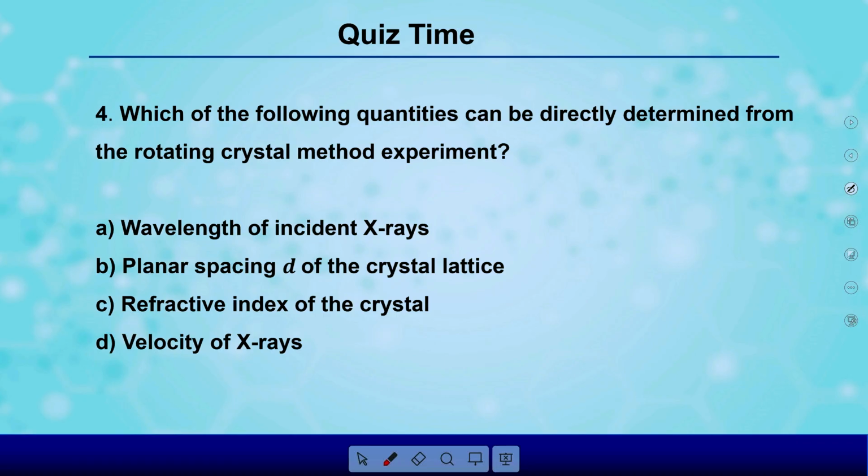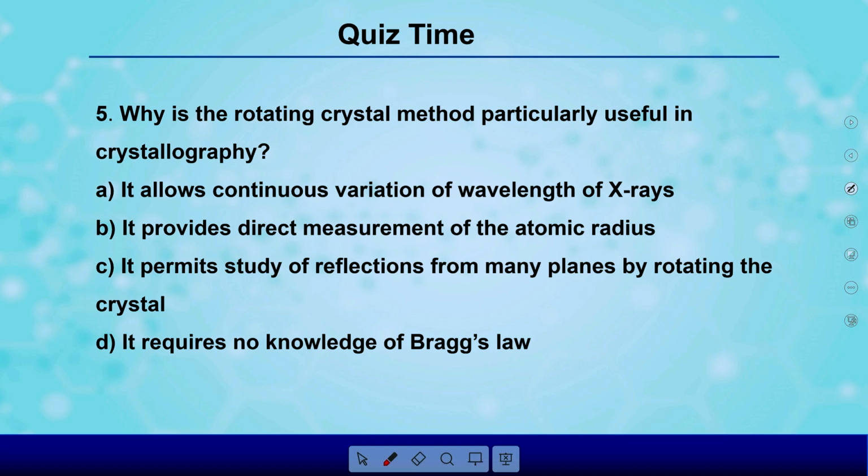Next question: which of the following quantities can be directly determined from the rotating crystal method experiment? Wavelength of incident X-rays, planar spacing d of the crystal lattice, refractive index of the crystal, velocity of X-rays. Why is the rotating crystal method particularly useful in crystallography? Option A, it allows continuous variation of wavelength of X-rays. Option B, it provides direct measurement of the atomic radius. Option C, it permits study of reflections from many planes by rotating the crystal. And option D, it requires no knowledge of Bragg's law.